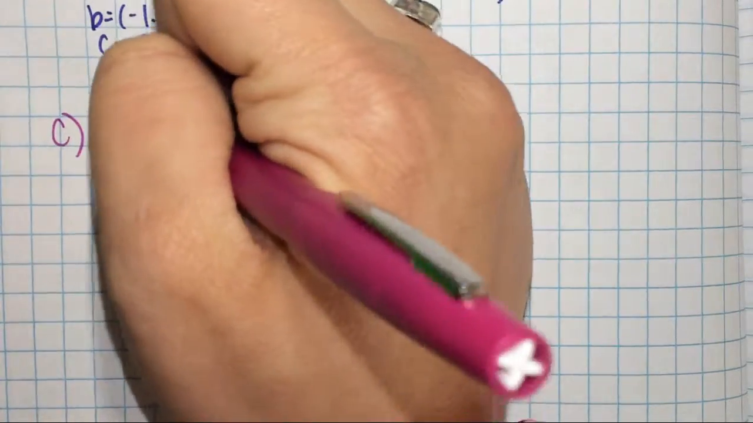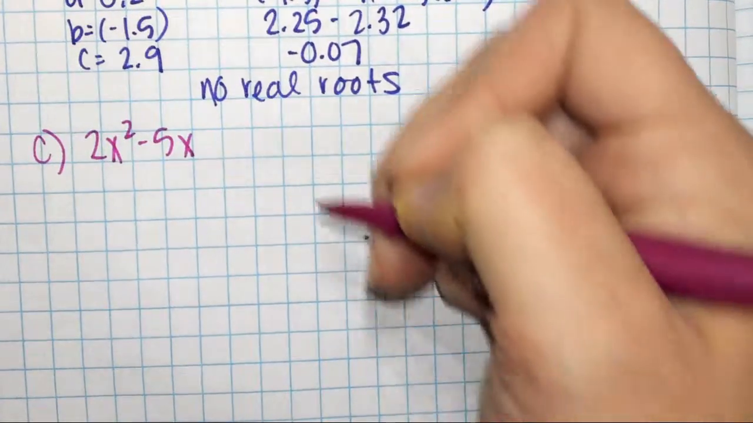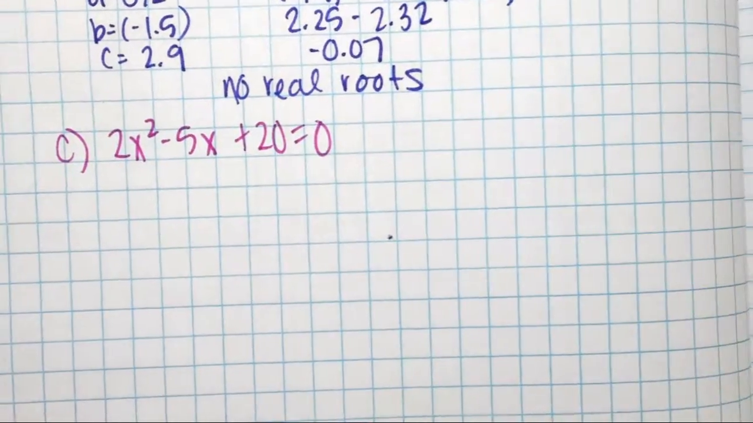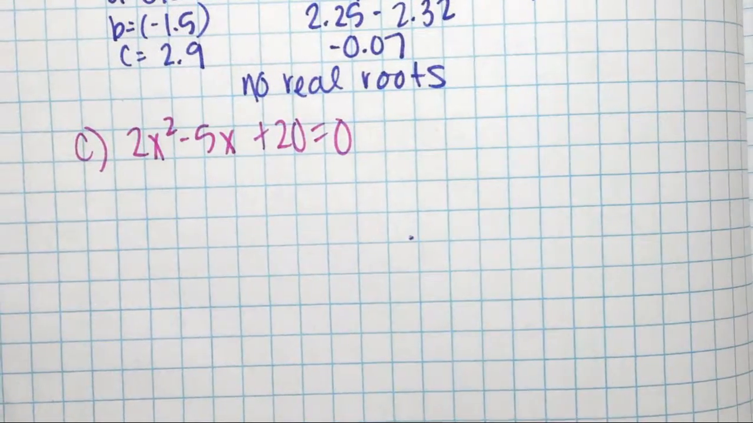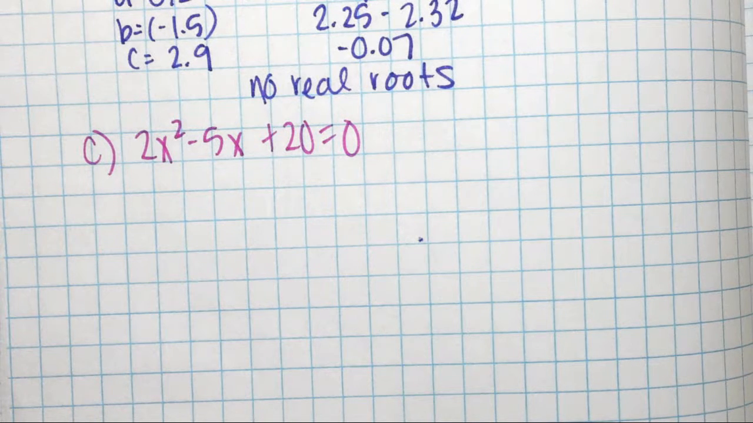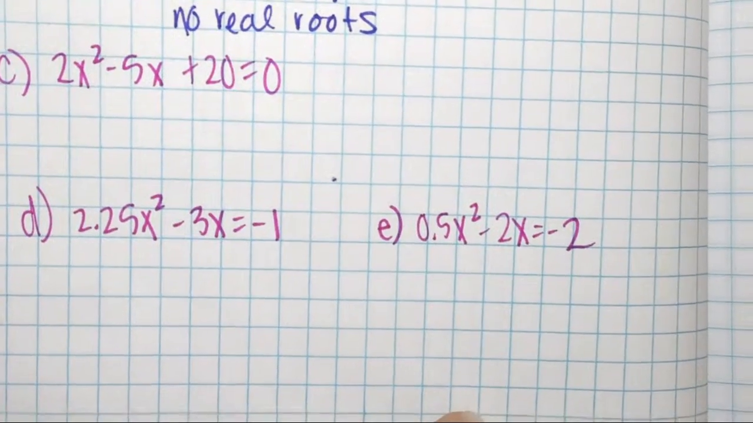All right, 2x squared minus 5x plus 20 equals 0. Do this one by yourself, and then I'm going to write down our homework for us. I'll do it for you. What was it?